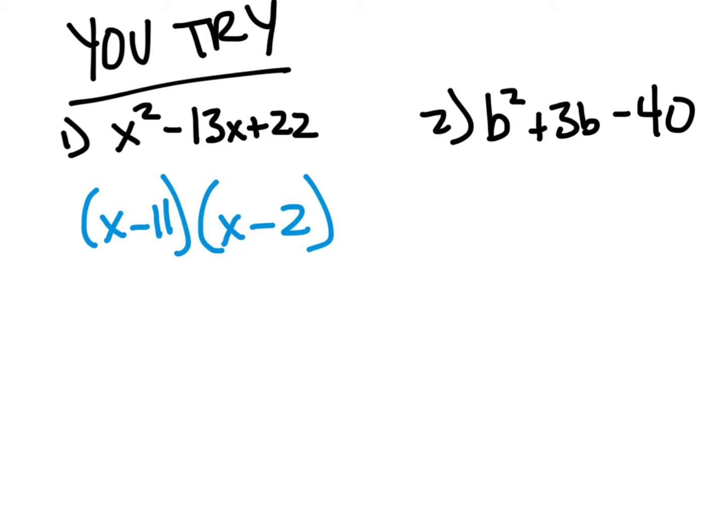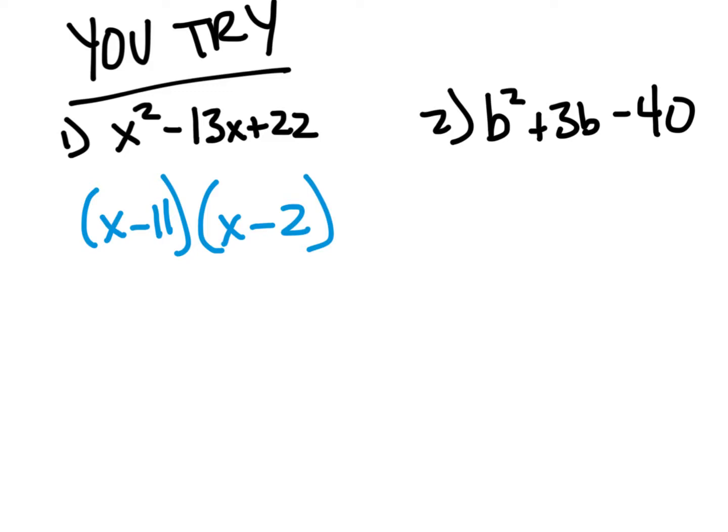For two numbers to multiply to a negative, only one of the numbers can be negative. And since they add to a positive, we know that the smaller number needs to be negative. So let me show you what I'm talking about.